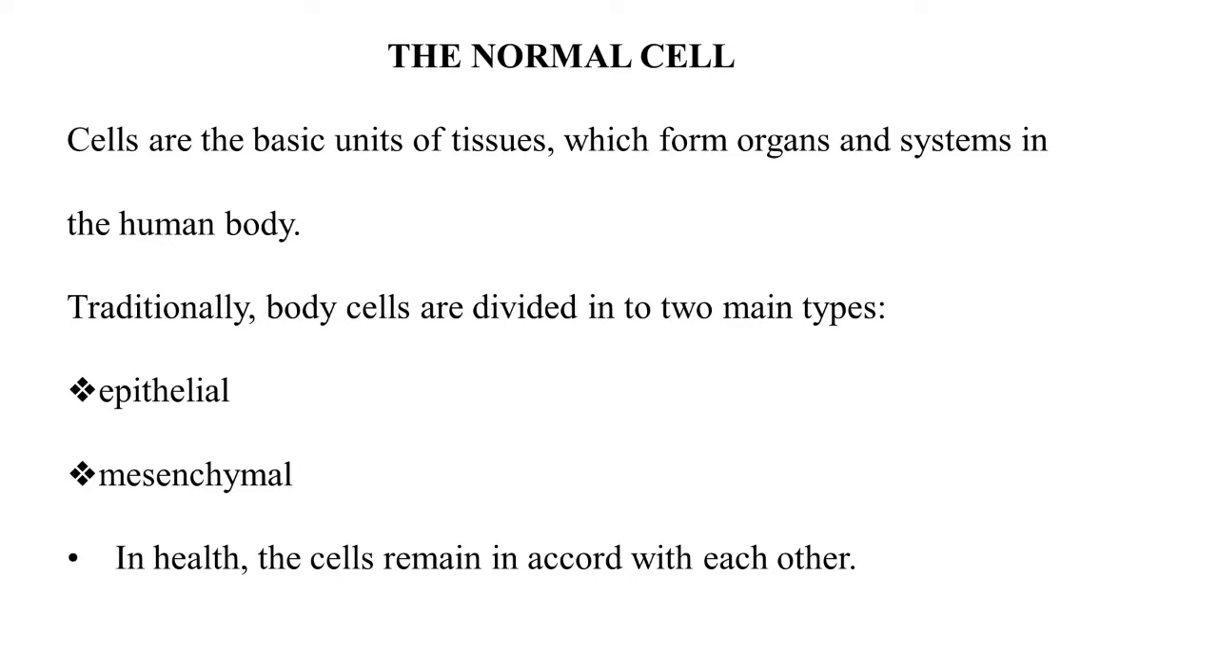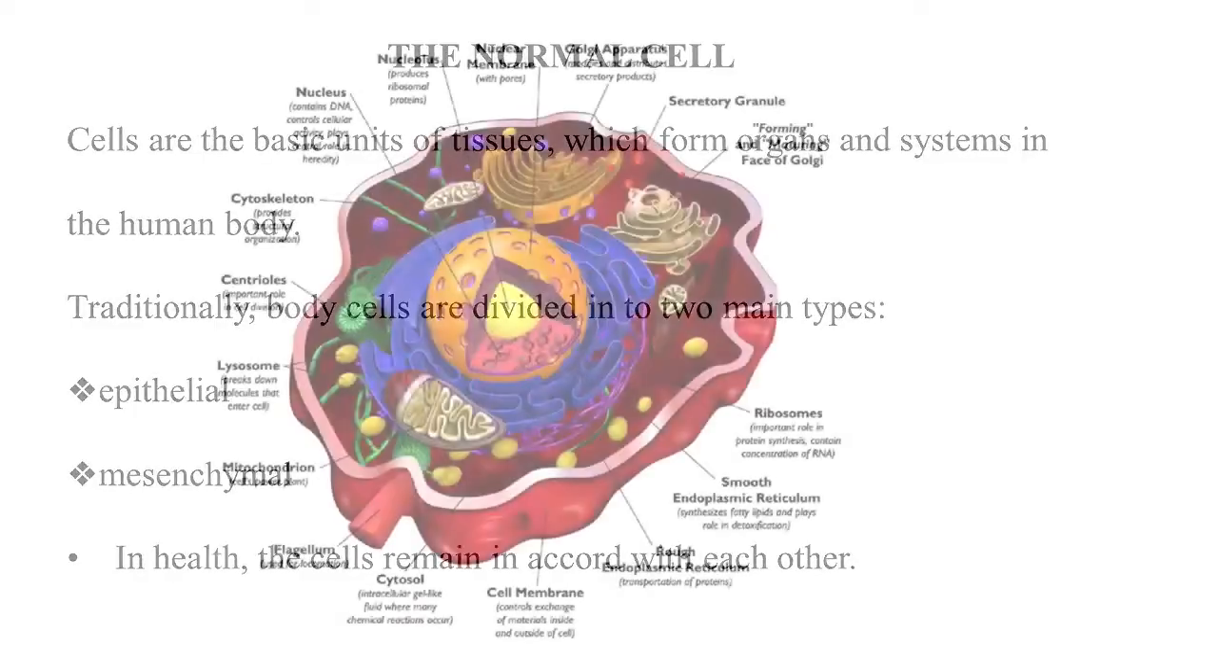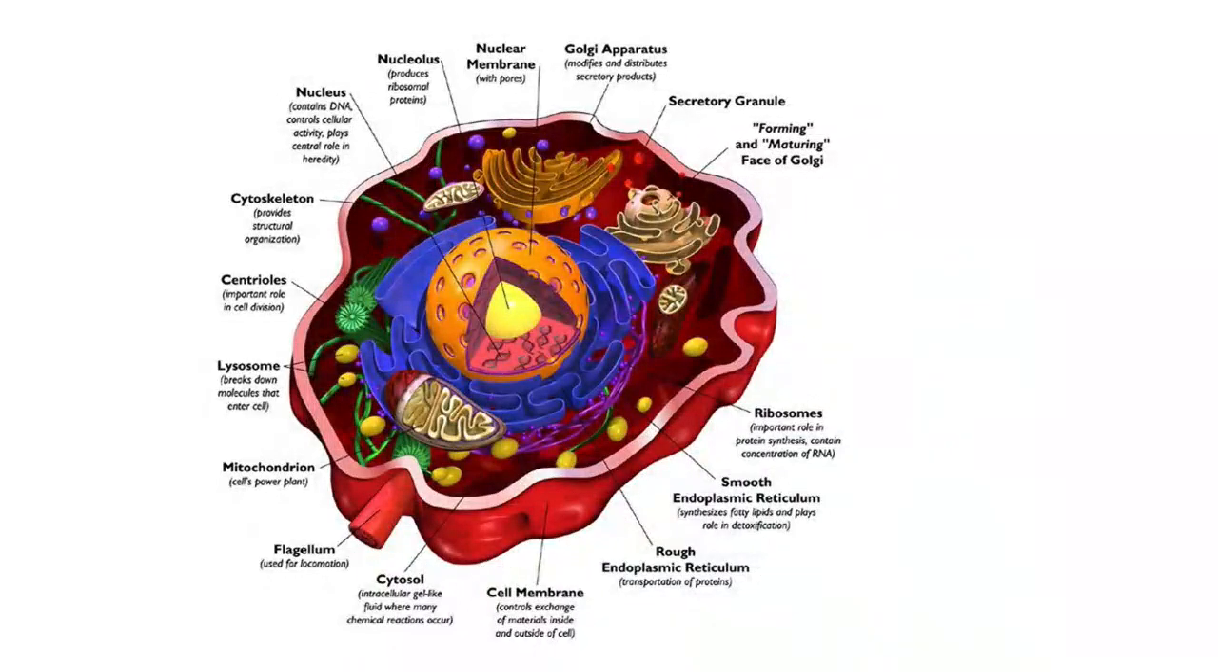In health, the cells remain in accord with each other, meaning that they perform their normal functions with each other. They look at their main roles with each other. So when a portion of a cell is detached from the others, there's a possibility that they are not going to work. So epithelial cells and mesenchymal cells work hand in hand because none of them may exist without the other. So this is a proper cell.